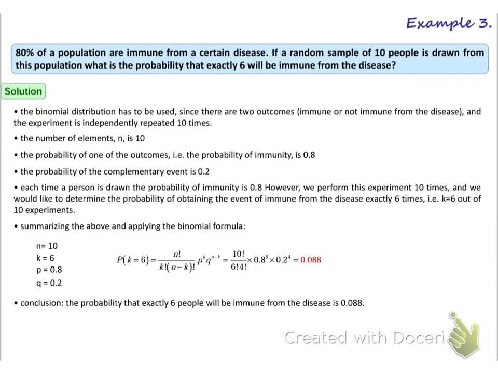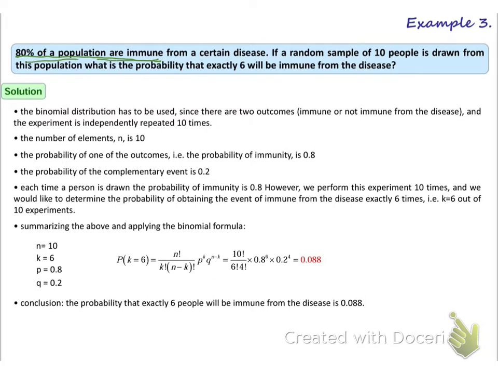So in this example number 3, what does it say? 80% of the population are immune. If they give you the population and the percentage of the population, it is likely the probability of the population. Because for the population we use percentages, it is not a sample, so we cannot calculate it; it has to be measured or assessed somehow. So I have 80% of the population are immune.